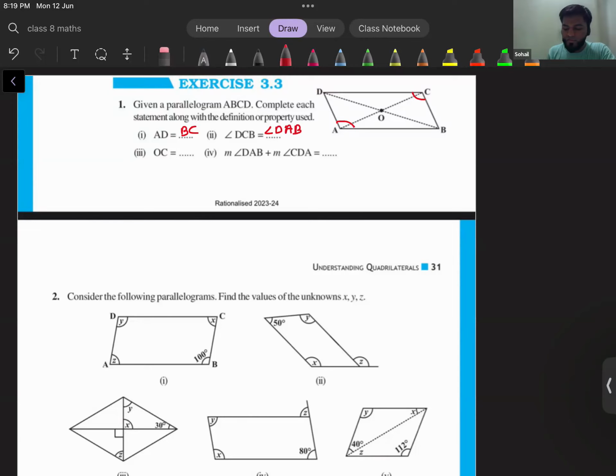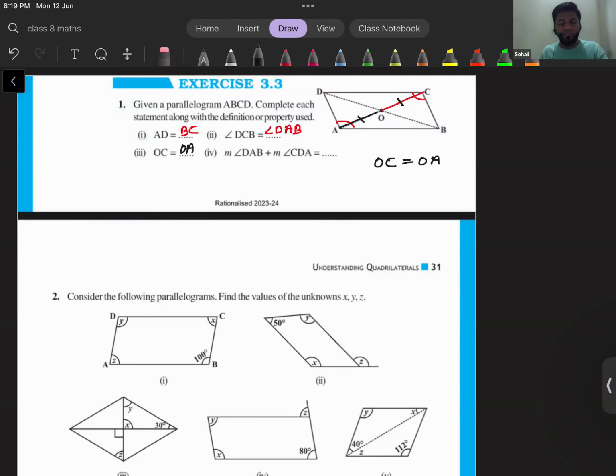See this OC here, this length. It is going to be equal to OA now. Why? Because we know that diagonals in a parallelogram bisect each other. So OC is going to be equal to OA. That is the answer here.